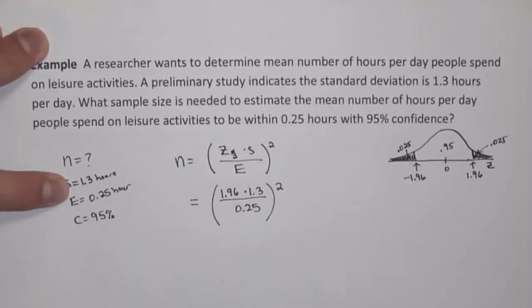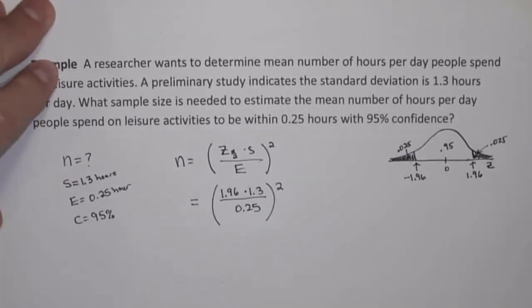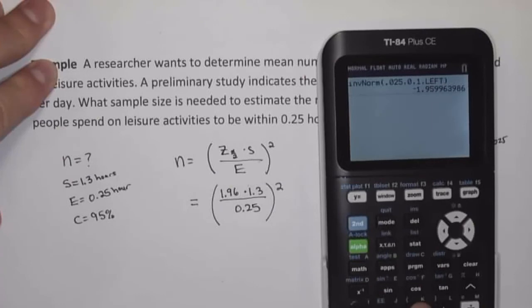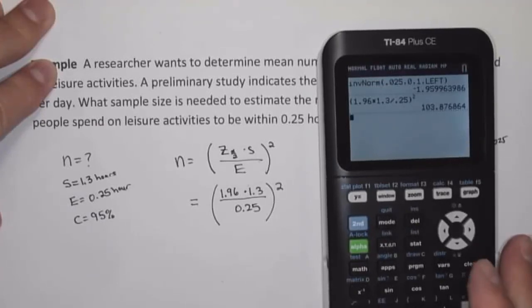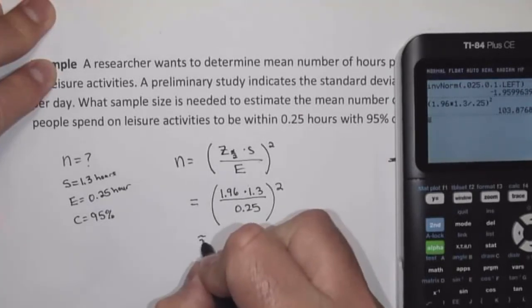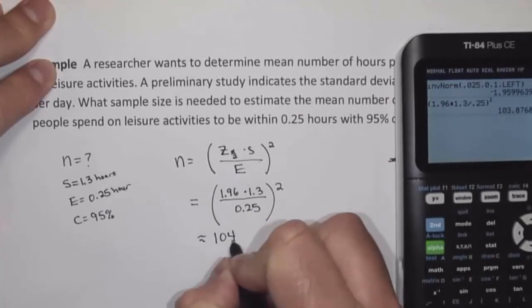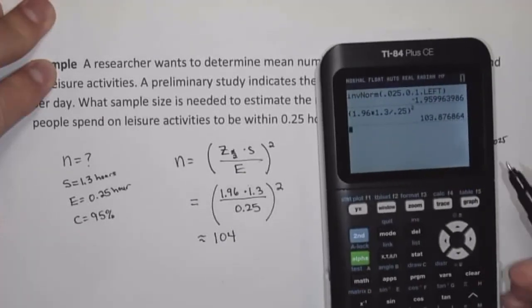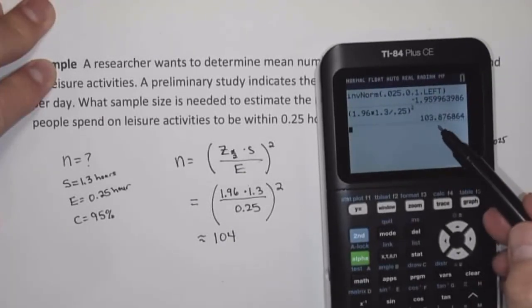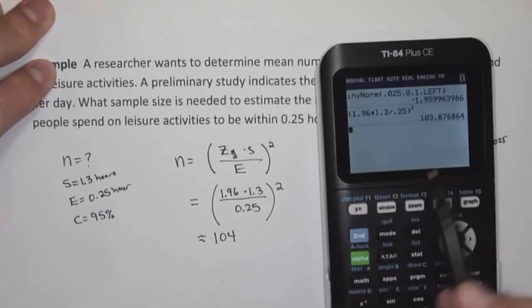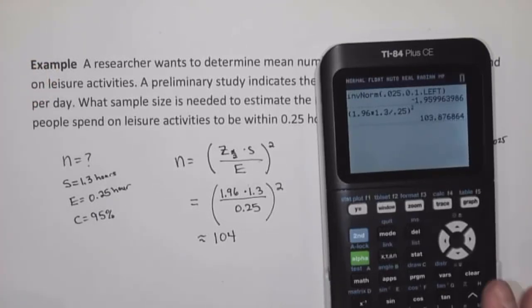So I'm going to do this calculation. If I bring my calculator back in, parenthesis 1.96 times 1.3 divided by 0.25, close the parenthesis, squared, that gives me 103.876864. So we're going to round that up to 104. And again, we always round up. We're not just following rounding procedures here. We're always going to go up to the next whole number. So the sample size required is 104.